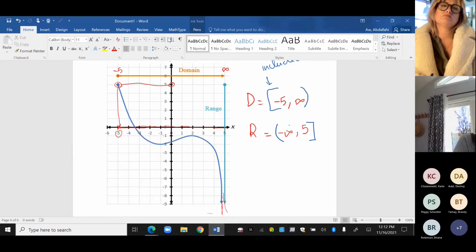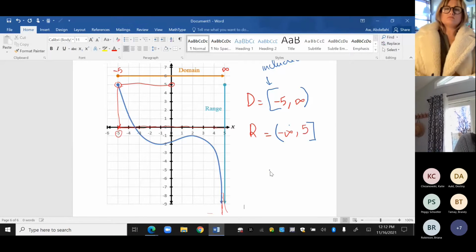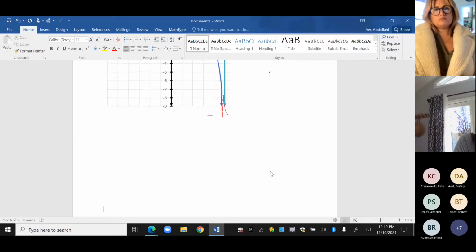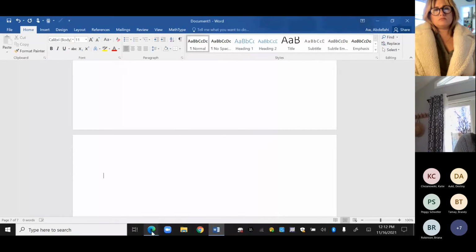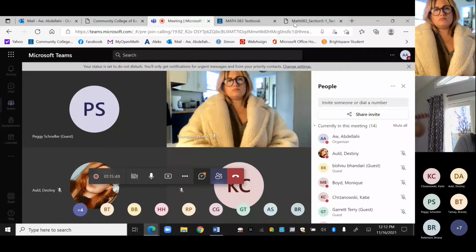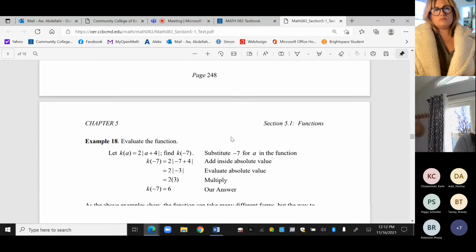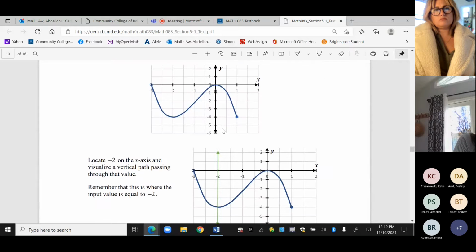If you have a graph and we ask you to read the domain and the range, remember the domain is from left to right. The range is from bottom to top, right? Again, these questions don't have any calculation. We just look at them and we try to answer. So now I'm going to give you another one right here, and then you try to tell me what the domain is and what the range is.